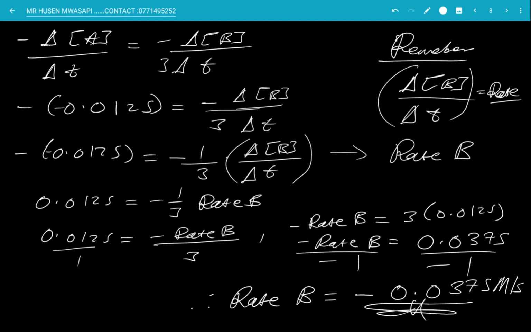Alright, so let's try and solve for the other one before we move on to another example, because we have another example this side that we have to look at. So that's how we find the rate of B2. Let's try and find the rate of AB3. So since we've given the rate of A, we can relate the rate of A to the rate of what?